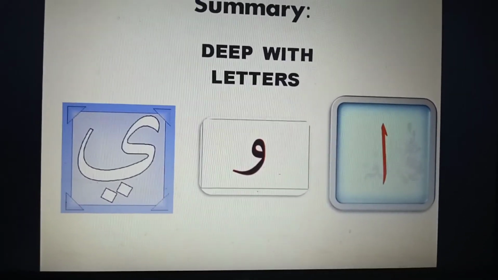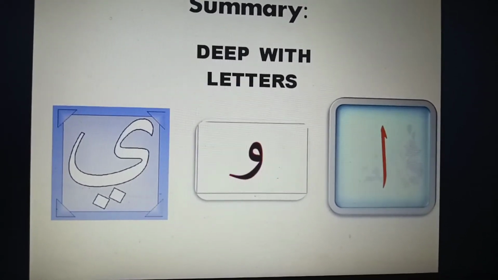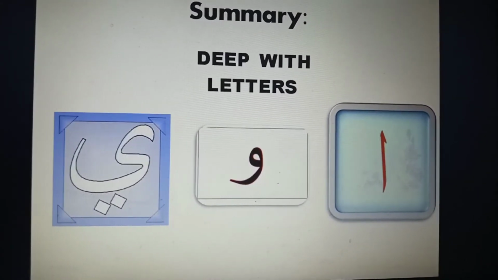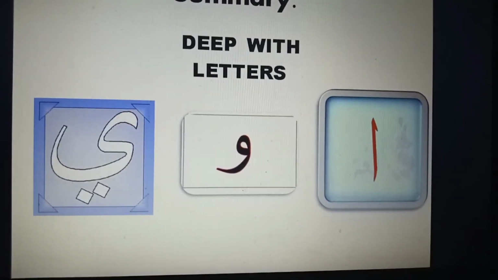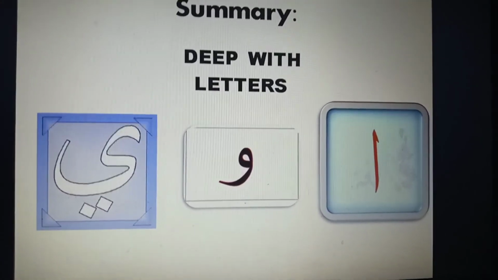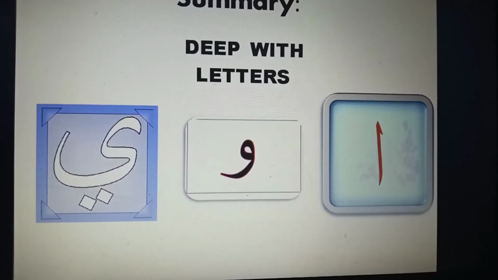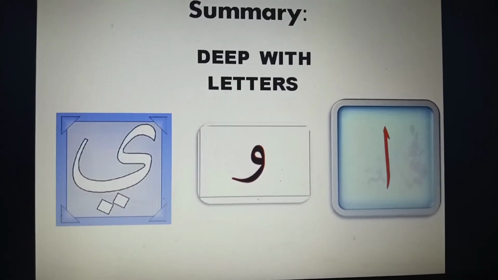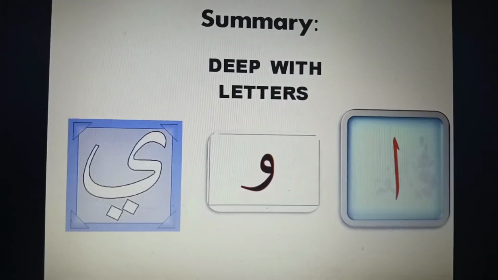following the letter which has the short vowel, fatha or kasra or dhamma, we would pronounce the letter deep. Another time, if we have one of the long vowels, alif or waw or ya, following the letter which has the fatha or the kasra or the dhamma, which are the short vowels, we would pronounce that letter deep, as we mentioned in the previous examples.